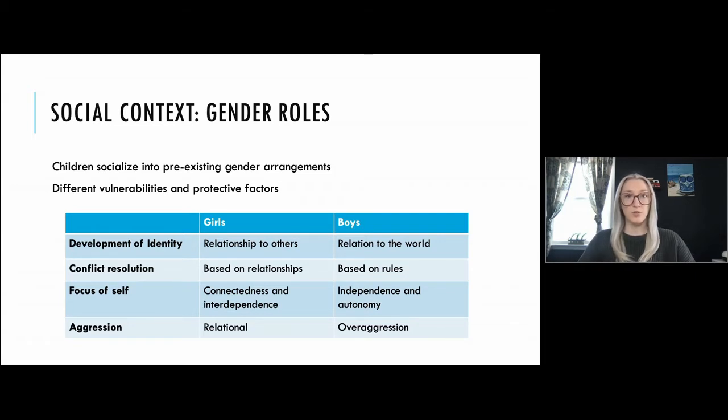So looking at the differences here between girls and boys, in developing their identity, girls develop their identity more in relationship to others, while boys develop their identity in relation to the world. Girls resolve conflict based on the relationships they have with that person, whereas boys do so based on rules. Girls tend to focus on themselves, looking at the connectedness and interdependence they have, while boys want to be independent and autonomous. And when girls present with aggression, it's relational, looking at the relationship they have with that person, whereas when boys present with aggression, they present with a lot of over-aggression, in that the aggression is not an appropriate response in that situation.